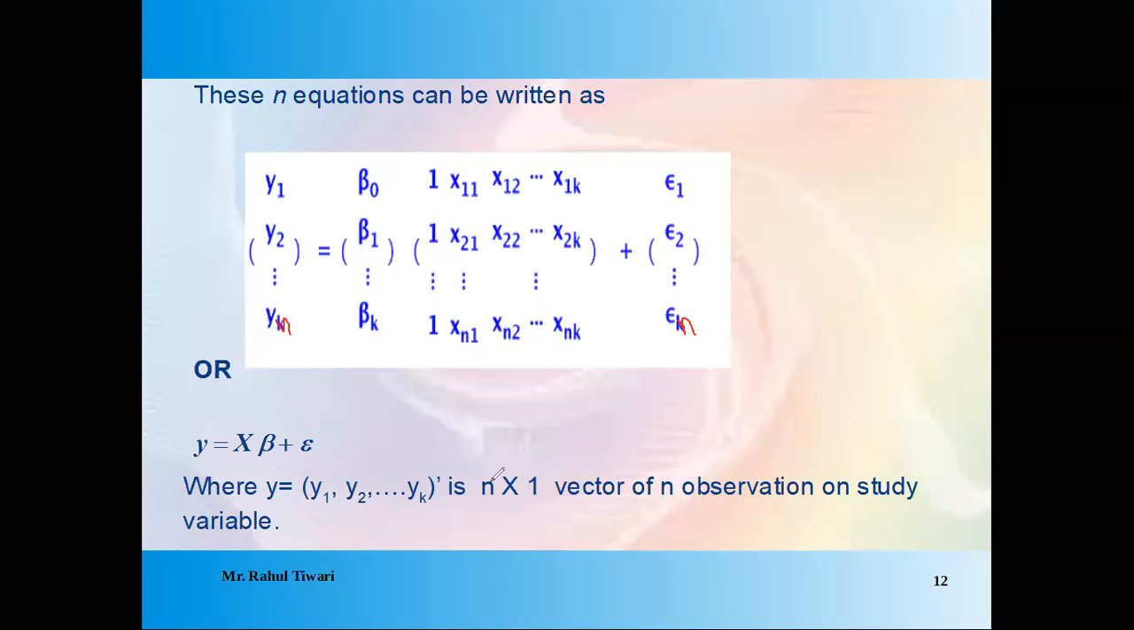Sir, in place of beta, beta n minus 1 will come, right? Either n minus 1. No, correct, yes sir. Because we have a beta k, you have the k regression model, because these are observations, right?